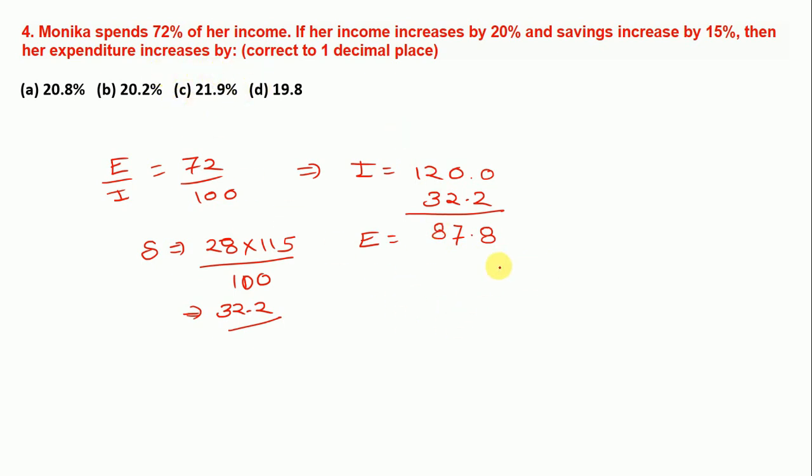So 87.8 minus 72 is equal to 15.8, and initially expenditure was 72, so we have to find with respect to 72. Now multiply here by 100, it will be equal to 20.9. So option C is correct.